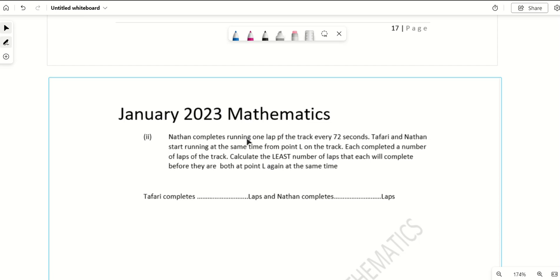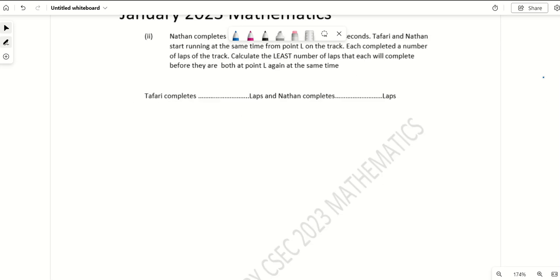Nathan completes running 1 lap of the track every 72 seconds. So we're talking about Nathan, and we're comparing him to Tafari. So Nathan, put this in black.